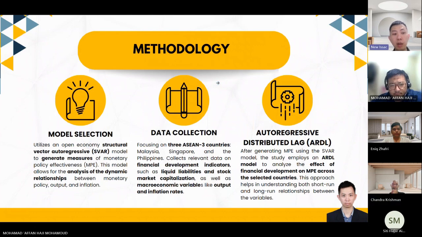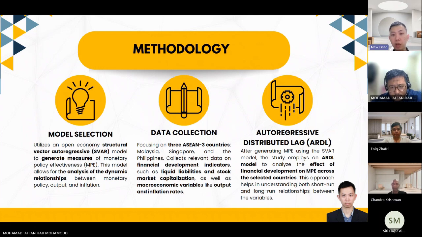So what is the methodology that we use? First, model selection: we utilize an open economy structural vector autoregressive, SVAR, model to generate measures of monetary policy effectiveness. This model allows for analysis of the dynamic relationship between monetary policy, output and also inflation. Next, data collection: we focus on the Asian 3 countries, Malaysia, Singapore and the Philippines. We collect relevant data on financial development indicators such as liquid liabilities and stock market capitalization, as well as macro variables like output and the inflation rate.